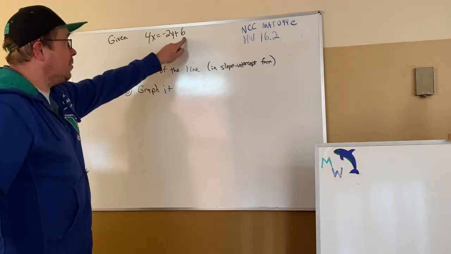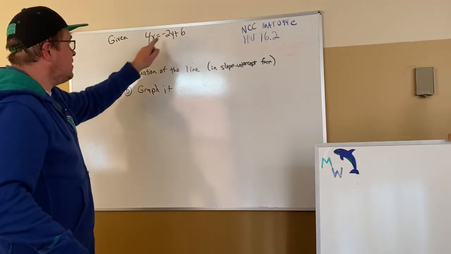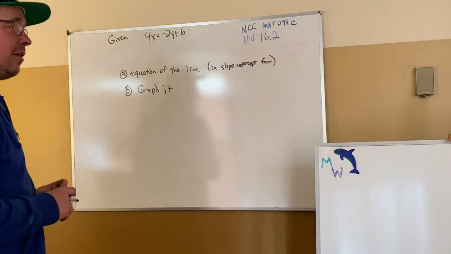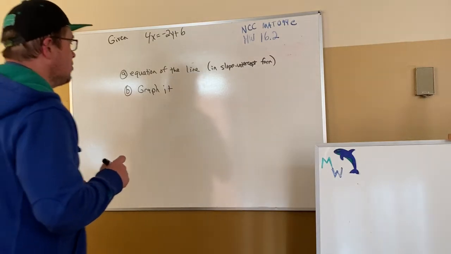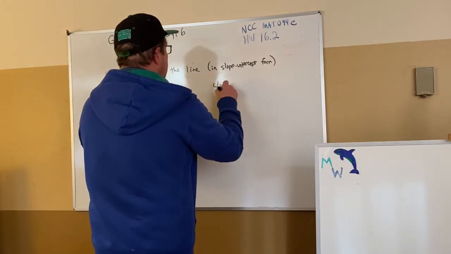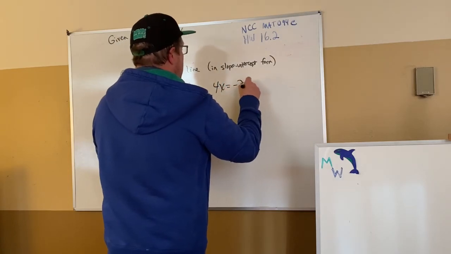And 6 is my number. It's not isolated, but I could probably work with that. 6 divided by 4, that doesn't work out. So it's not going to be good for intercepts. I should proceed with taking my 4x equals negative 2y plus 6.